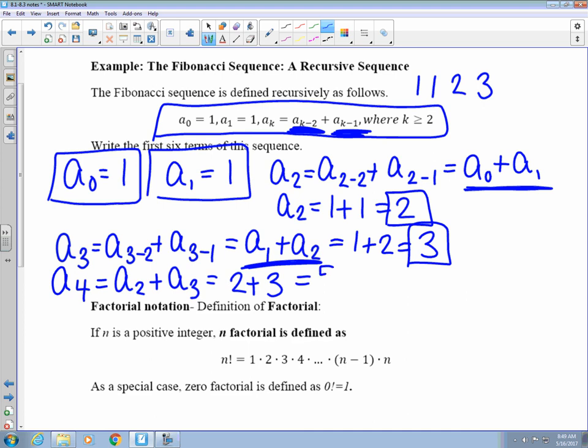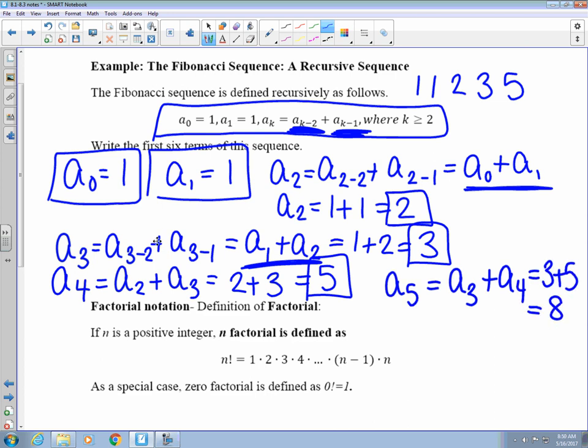That'll give me 5. Okay, then I have a new term up here. So I'm going to add the previous two terms, a sub 3 and a sub 4, 3 and 5, which gives me 8. So some terms, if I was to keep going, it would be 5 plus 8, which is 13, and then 8 plus 13, which is 21, and so on and so on. You would just take the previous two terms and add them together.